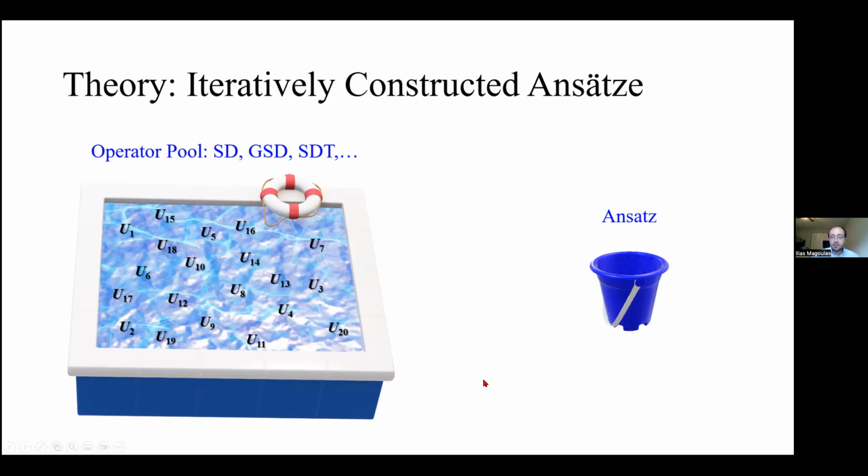Another possibility would be, instead of adding one operator per macro iteration, to add a bunch of them. So in the first macro iteration, we add these 3 unitaries. In the second, we add these 2 unitaries, and so on. And again, this can be done by either draining or not the pool.